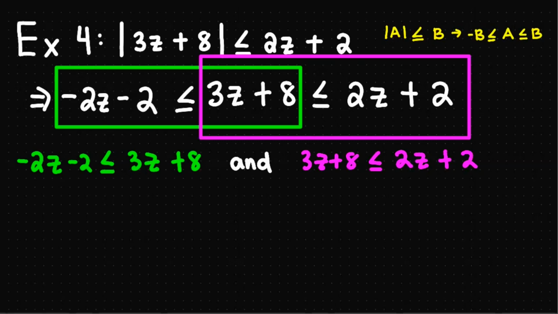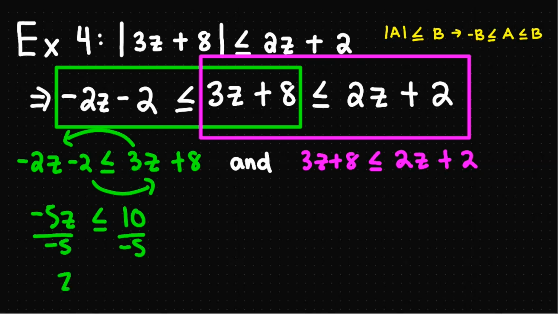So we have here on the left, we move 3z to the left and negative 2 to the right to obtain negative 5z is less than or equal to 10. Divide by negative 5 on both sides, and we get z is greater than or equal to negative 2. So take note here that the signs reverse when we are multiplying or dividing by a negative factor. Let me see if that is correct.